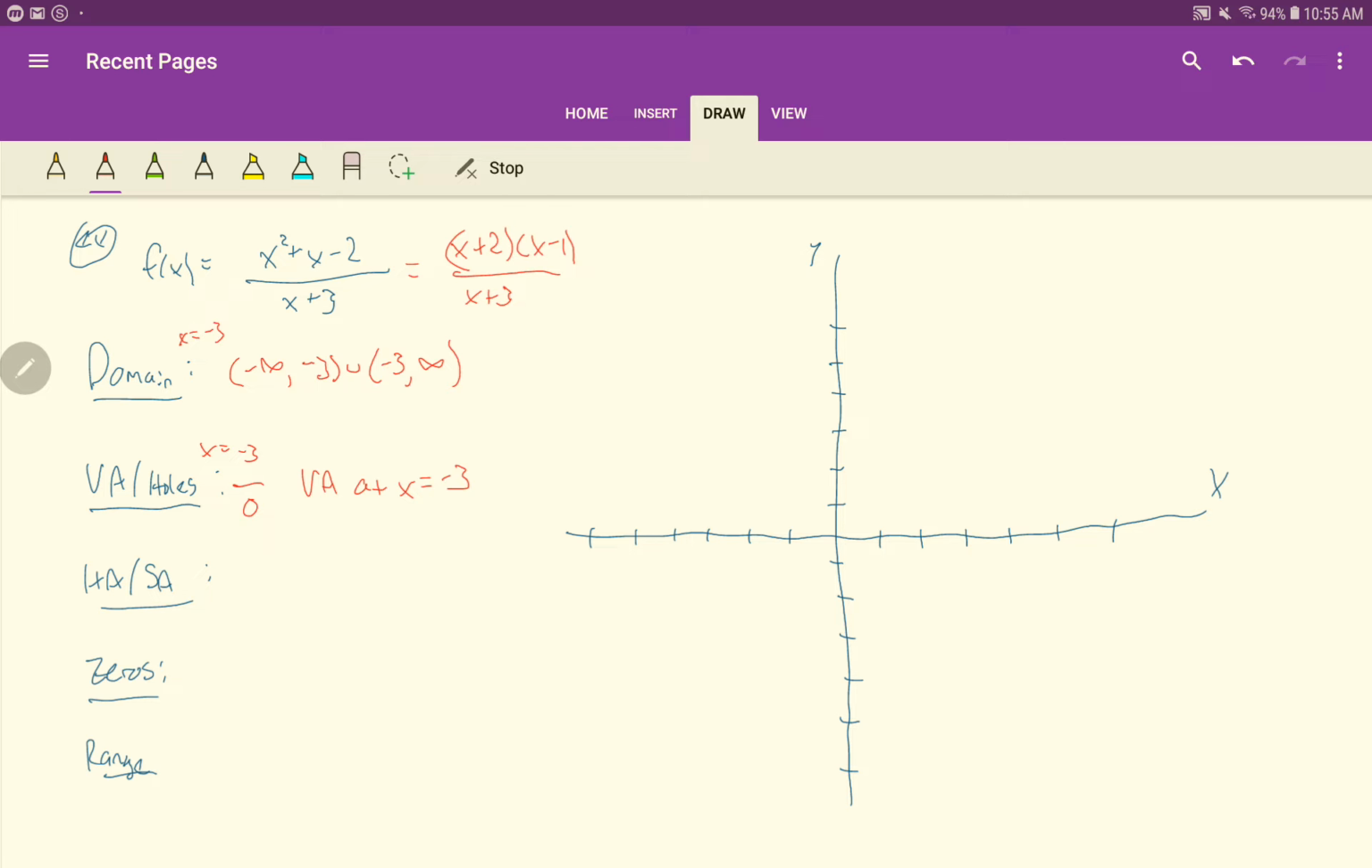Okay? For horizontal or slant asymptote, we're going to go to our rules here. The degree of the numerator is 2, the degree of the denominator is 1, so there is no horizontal asymptote because the numerator's degree is greater than the denominator's. However, since the numerator's degree is 1 more, we can find a slant asymptote here. So here's your promised problem. So we're going to go ahead and do the division. I'll just squeeze it in right here.